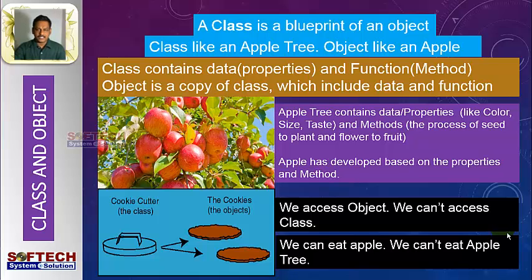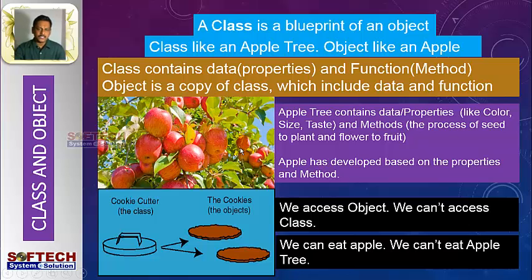So what is a class? Class is a blueprint of an object. Class is like an apple tree, object is like an apple. The apple tree contains the properties of the apple, that is color, size, taste, and the methods to process the apple, that is the process of a seed to plant and flower to fruit. These are the methods. So all the properties and methods are already stored in the apple tree. Based on that property and method, it gives an apple.